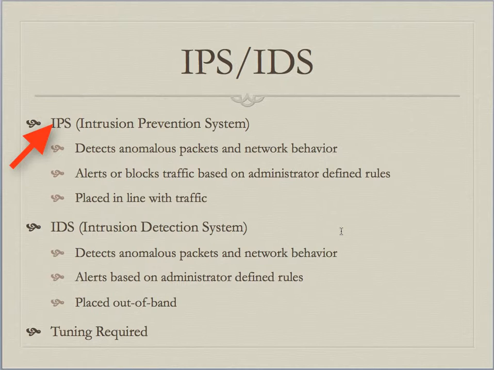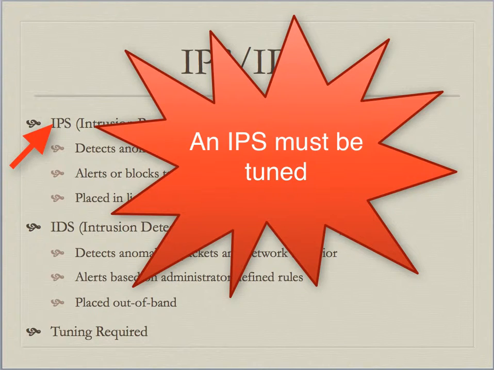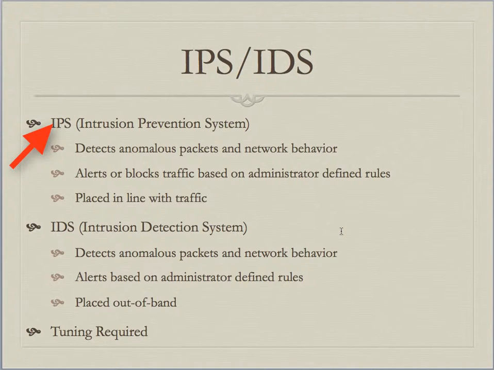The IPS alerts or blocks traffic based on rules that you define, and these rules are created during a tuning process. An IPS must be tuned, because when you first put it in, it's either going to block too much or it's not going to block enough. Most IPS devices are placed in line with traffic, in other words, traffic must flow through the IPS. It isn't just mirrored to it. It flows through it. The IPS is a gateway. It's a door that the data must get through before it can get to the rest of the network or get to the resources on the other side.